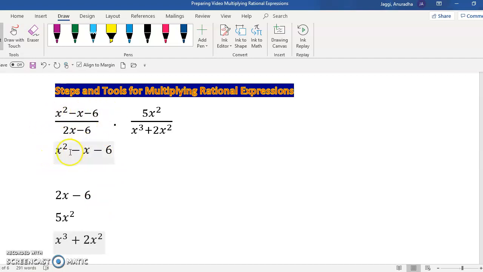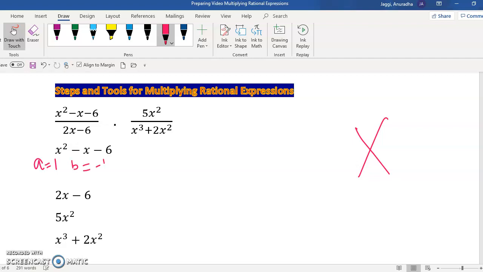So I've copied down the numerator of the first expression, the denominator, numerator of the second one, and the denominator of the second one. So I'm going to factor them out one by one. So the first one, because it's a quadratic trinomial, you can use the x method. So I'm going to draw my x here. So here your a is equal to 1, which is a coefficient of x squared, b is the coefficient of x, which is negative 1, and then c is the number. So I'm going to write the AC here. AC, a times c is negative 6, and then b is negative 1.